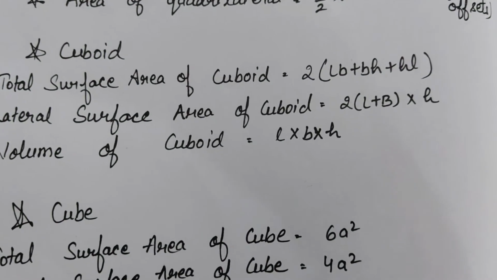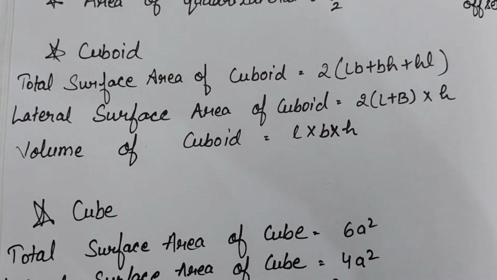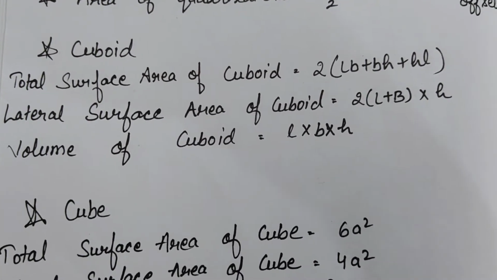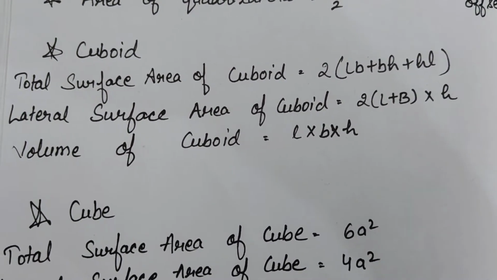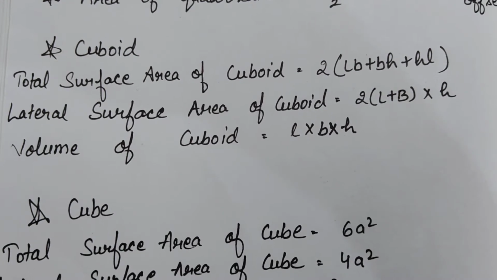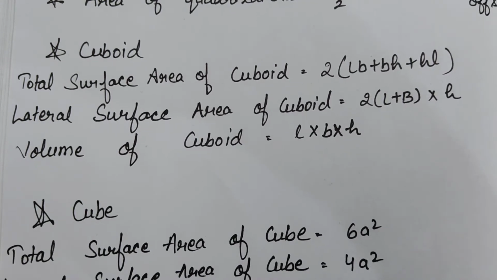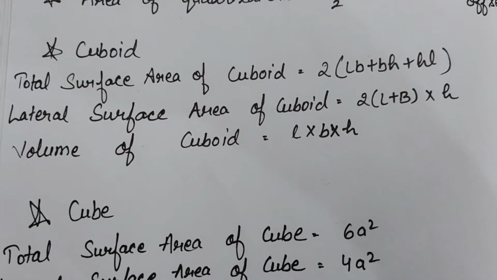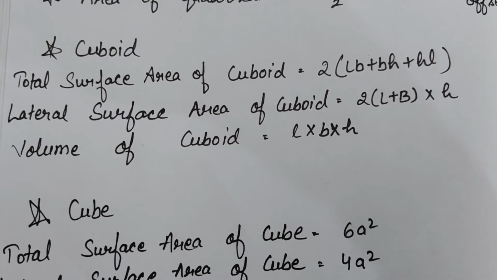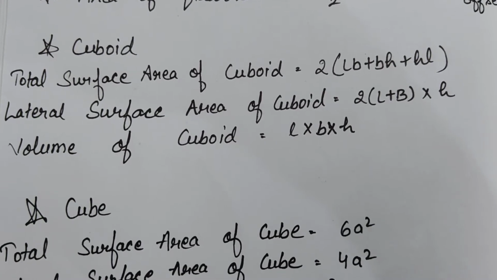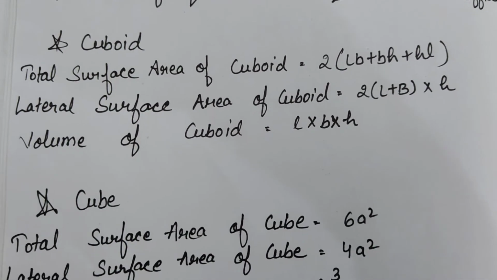Now, the turn is cuboid. First, total surface area of cuboid is equal to 2 bracket LB plus BH plus HL bracket close. L, B and H are length, breadth and height. Next is lateral surface area of cuboid, which is equal to 2 bracket L plus B bracket close into H, or we can say in short P into H. Volume of cuboid is equal to L into B into H.